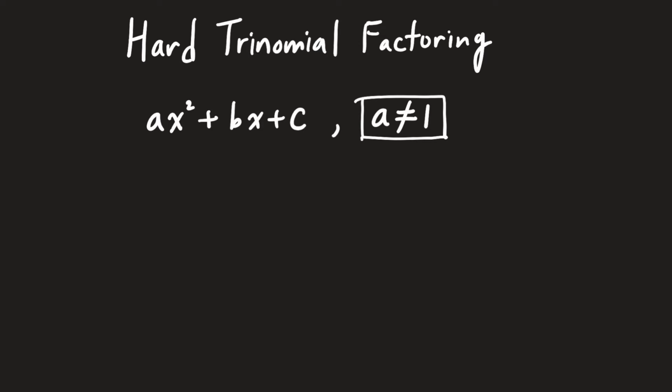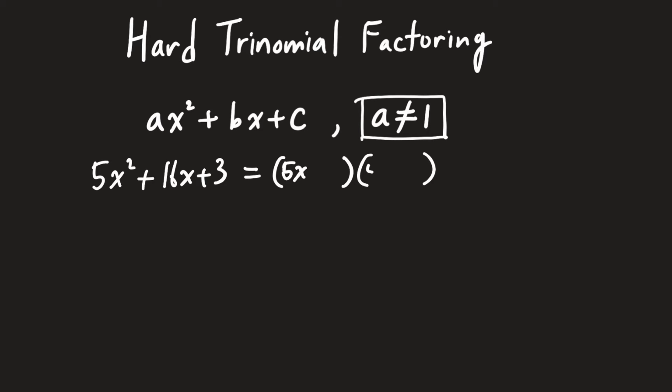So let's start off with our first example, which is 5x squared plus 16x plus 3. The first step is I'm going to create two brackets, and then I'm going to rewrite 5x as the first term in each of the brackets. And where does that 5x come from? It comes from here. And I need x in each because the x's have to multiply to give you the x squared term. And after that, I'm going to divide this fraction by 5.